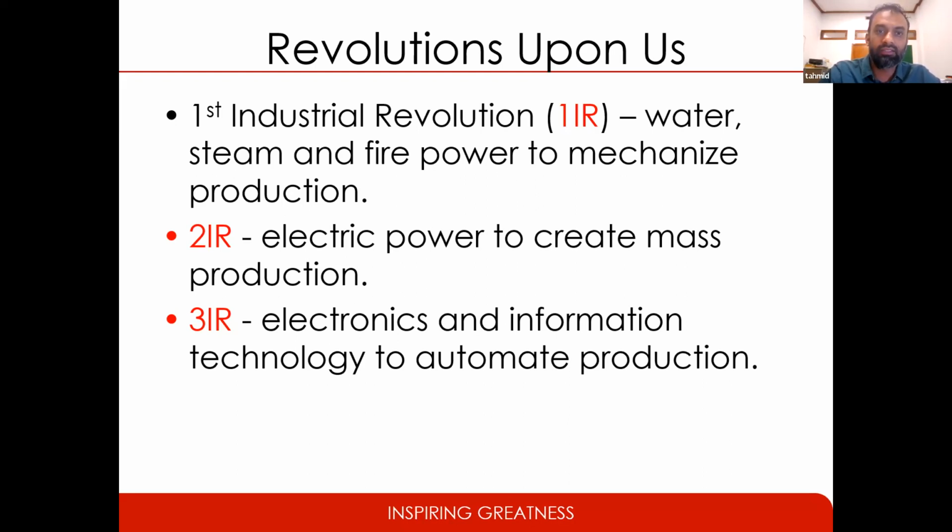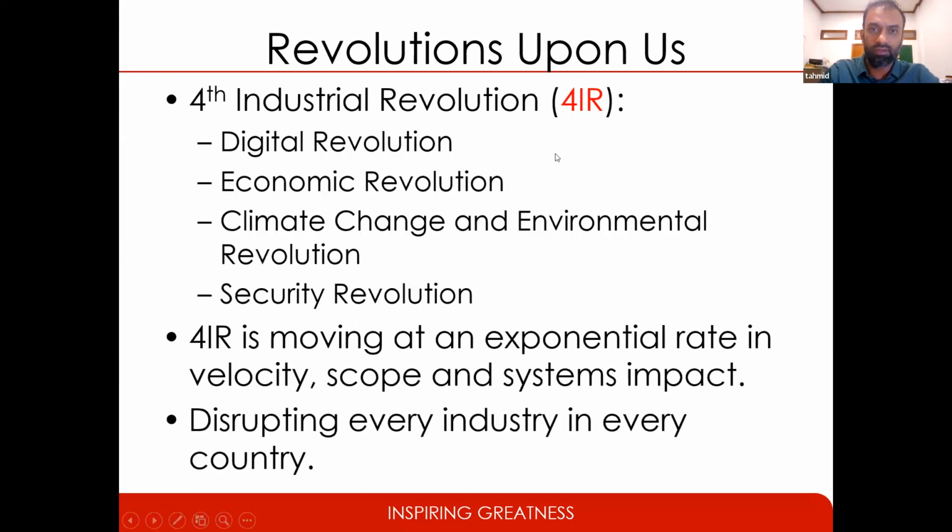Then following on from that, electricity came into play. And so the water, steam, and fire was replaced with electrical power to create mass production, right? To get industry going. Then the 3rd industrial revolution is where electronics and information came to automate production. And that's what's now led to where we are at the moment, which is the 4th industrial revolution. And as you see from the title of the slide, it's the revolutions that are upon us, because whether we like it or not, this is happening.